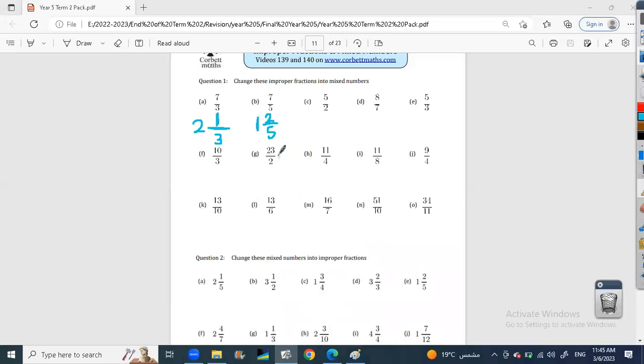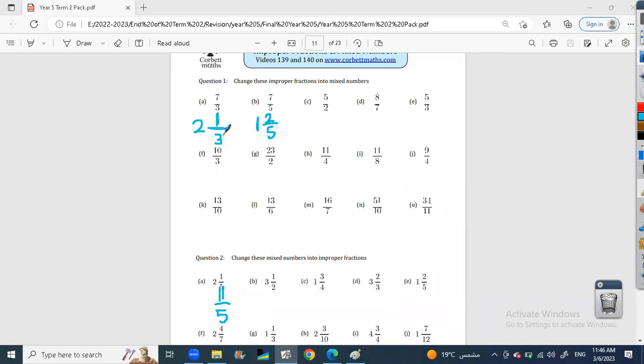So now I can convert them back into an improper fraction to check. How can I convert the mixed number into improper fraction? We're going to check over here. The denominator stays the same. Then, what about the numerator? 5 times 2 is 10. Plus 1 is going to become 11. So it is 11 over 5.